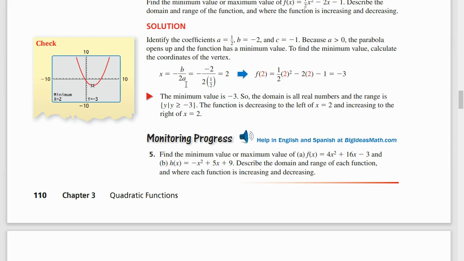X equals negative b over 2a, so that'd be negative, and then b is -2. 2 times a is 1/2. So we get basically 2 times 1/2 is 1. And so we get negative -2 is positive 2 over 1, or 2. All right, so 2 comma something.